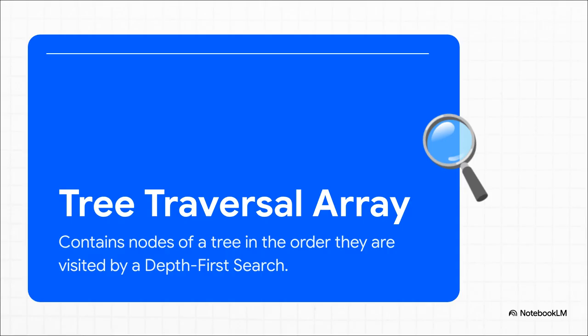You know how DFS works. It goes as deep as it can down one path before it backtracks. So if we just write down the nodes in the exact order we visit them for the first time, we get this special array.